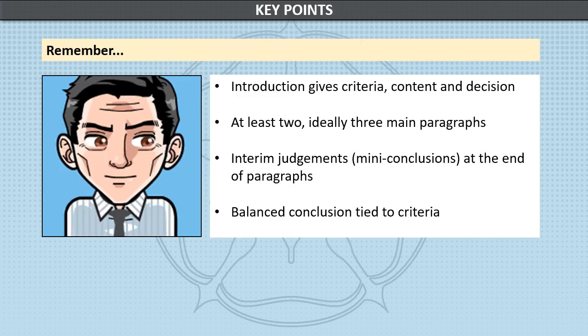So just before we finish, let's briefly recap. Our introduction will give criteria, that's how we're going to arrive at our decision. It will lay out our content and also the decision that we're going to come to. Our essay is going to have two, ideally three main body paragraphs. Crucially, those paragraphs will contain interim judgments or a mini conclusion at the end. And then finally, we're going to write a balanced conclusion tied to the criteria that we set out in our introduction.